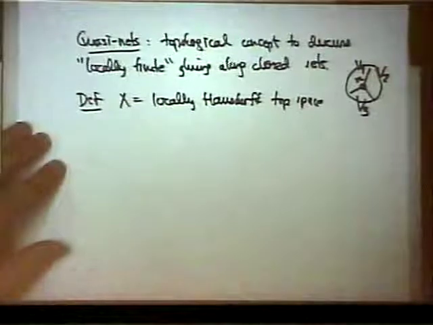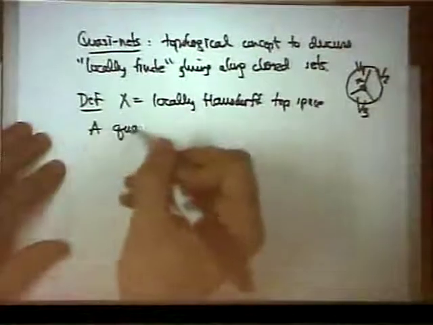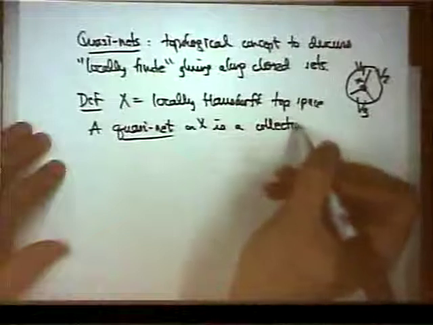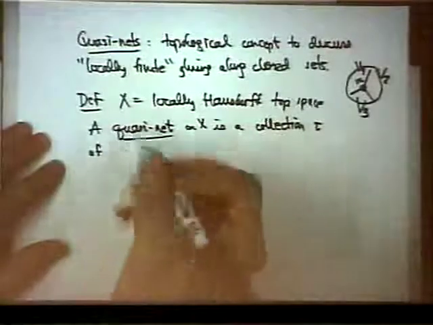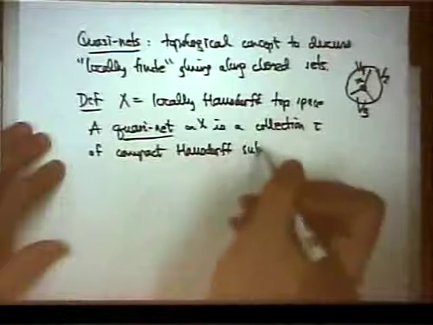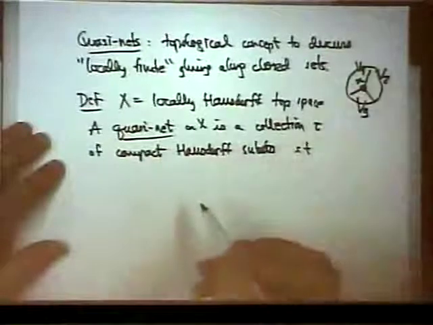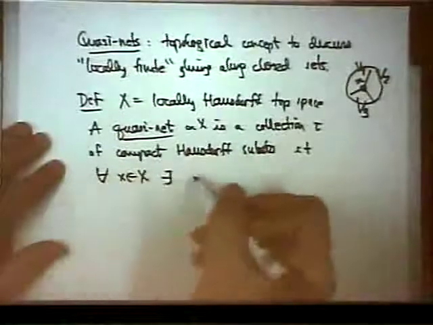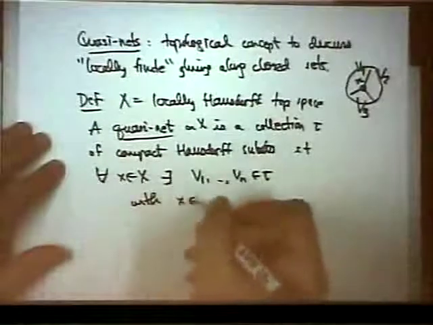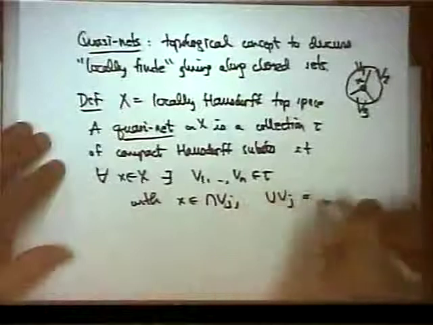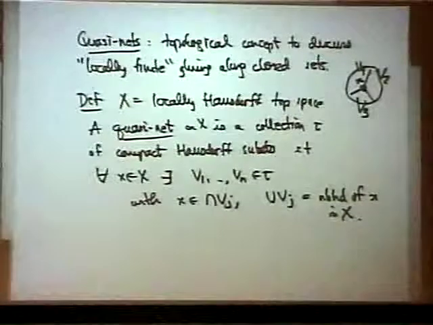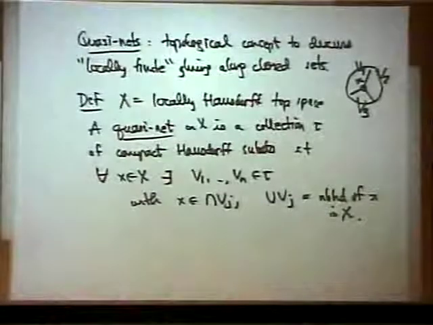All right. So say I give you a locally Hausdorff space, and then a quasi-net on X is a collection tau of compact Hausdorff subsets. So you should think of affinoids, or these Berkovich spectra, so that you have this kind of pie chart picture. So that for every point x in X, there are V1 up to Vn in this collection, so that x lies in all of them, and the union is a neighborhood of x in the whole space. Okay? So this is the basic notion that we're going to want to work with.